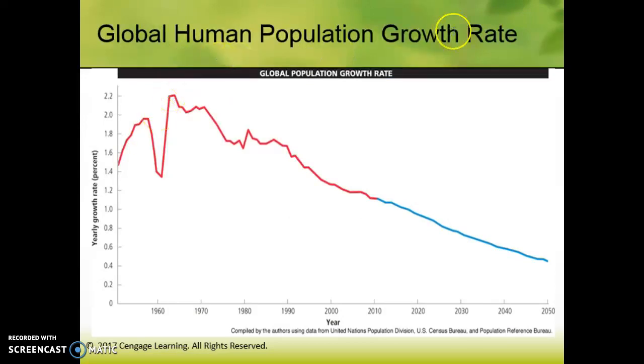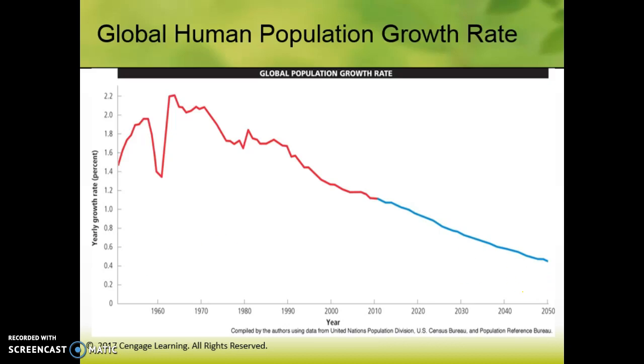What you're seeing here is our population growth rate as a globe. Often students mix up growth rate with population totals, so we need to make sure that we're being very careful about what we're saying. Notice that this reinforces what I talked about on the last slide. Here's 1960, where we had this steep drop off. And then gradually our growth rate has declined. So that means we're adding a lower percentage of people to the planet every day.